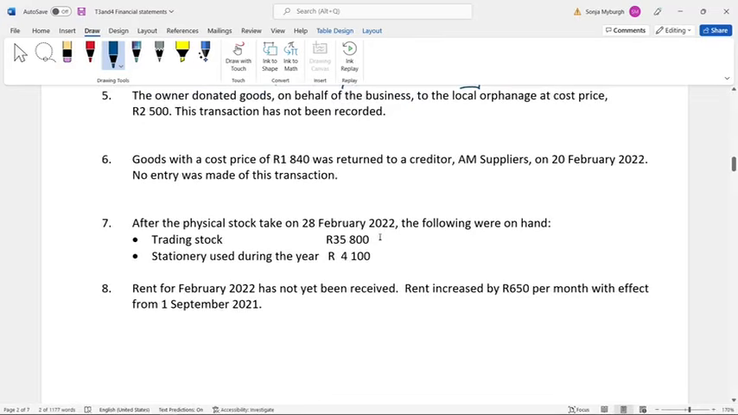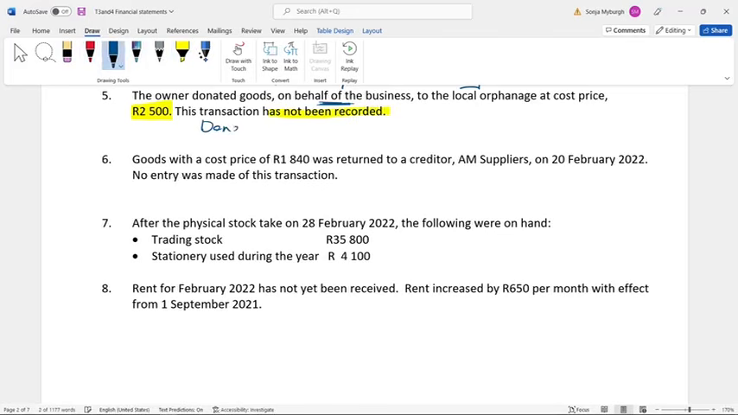Number 5, the owner donated goods on behalf of the business. So this is not drawings, this is donations to the local orphanage at cost price. They already gave us the cost price, so that's fine. But this transaction has not been recorded.